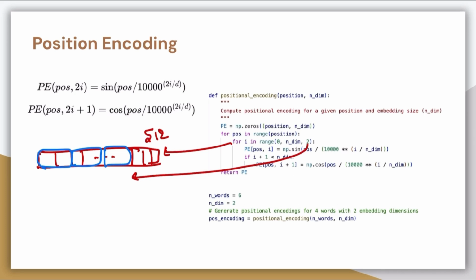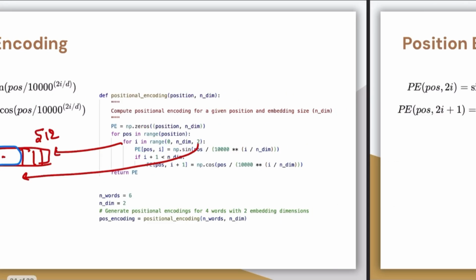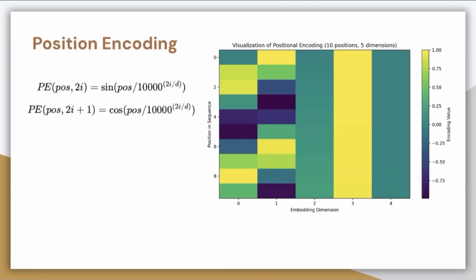That's it. Now let's see some visualization of this positional encoding. So these are the equations. This is the visualization of positional encoding with 10 positions and 5 dimensions. The columns are the embedding dimensions, and on the x-axis is the number of words. Each color represents different values. Each word is different, even though they are common in some dimensions, there are some dimensions which are different for each and every word.